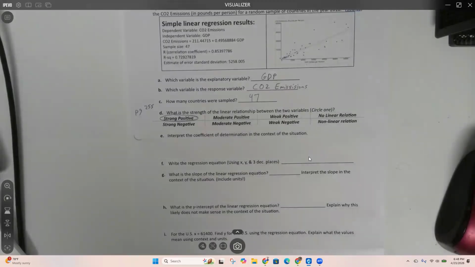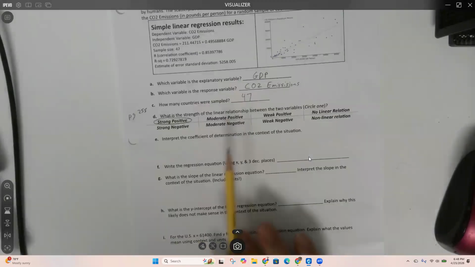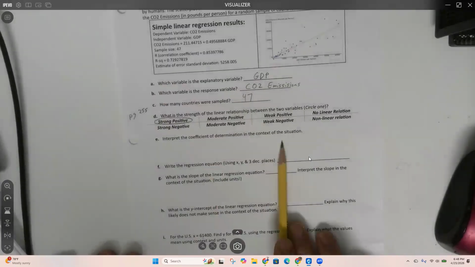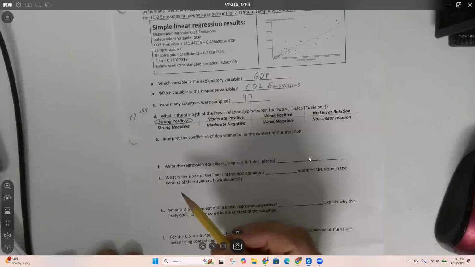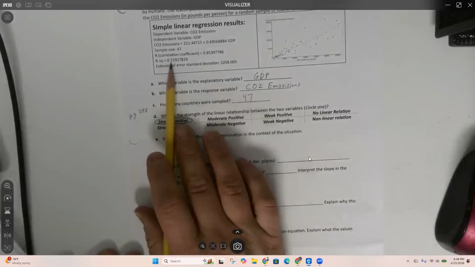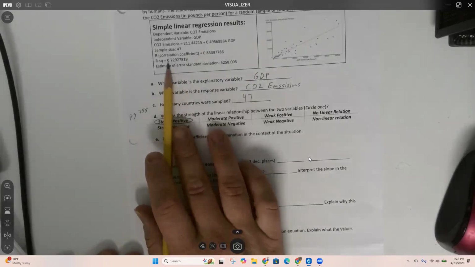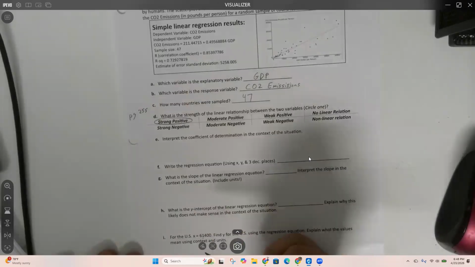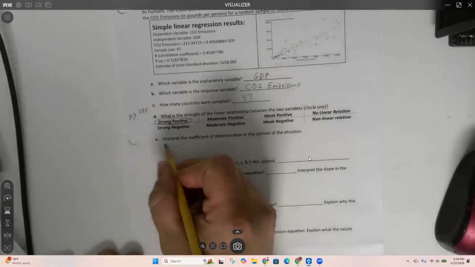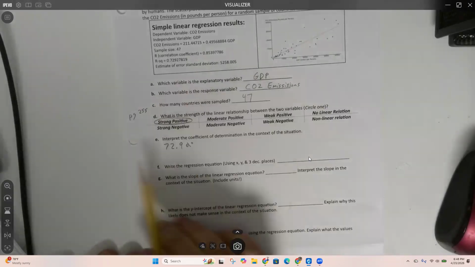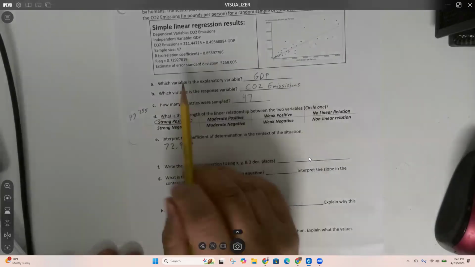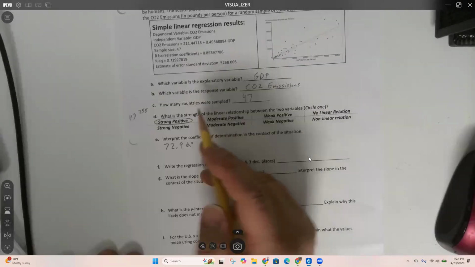Interpret the coefficient of determination. So now, for determination, we're looking at the R squared, in the context of the situation. That is also on page 255. There's a script for it. We need to write this as a percent. What would R squared be as a percent, please? 72.9%. Doesn't say how many decimals to have, so that's totally fine. I would take 73. I would take 72.9 too, but don't write the whole thing out.